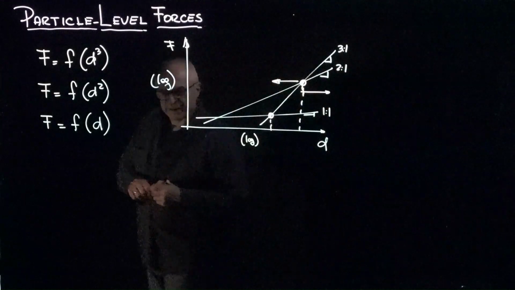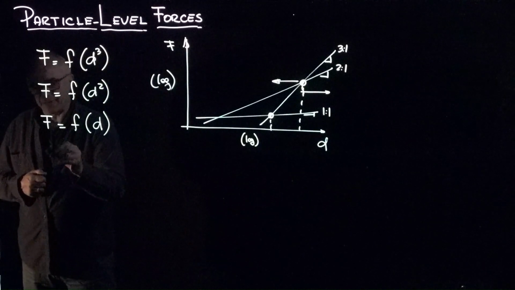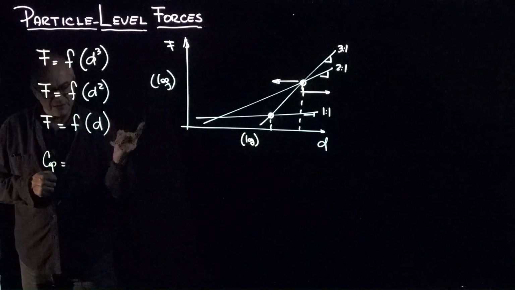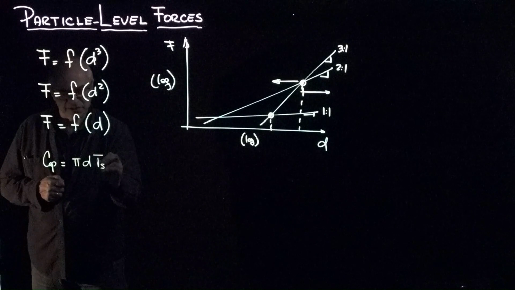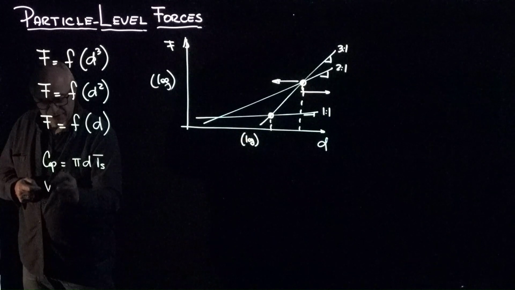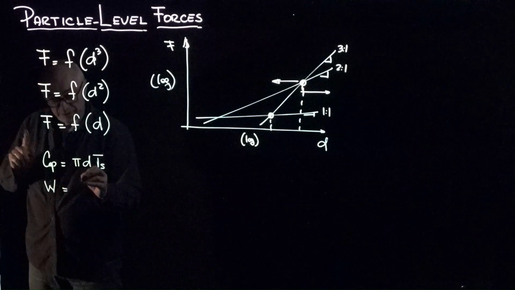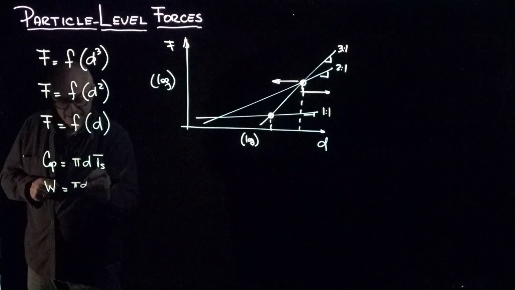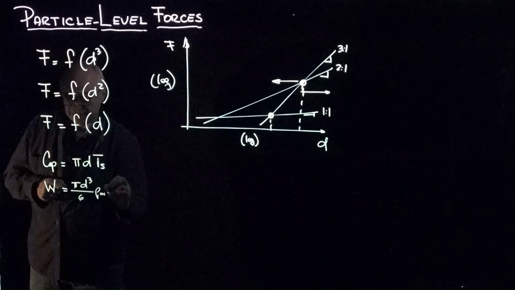Let's try to identify some of the transitions. For example, we can consider the capillary force, and the capillary force, remember, is the surface tension acting around the perimeter, which turns out to be pi d surface tension. And to cancel things out a little bit better, let's consider the weight of the particle, of a spherical particle, which is 4/3 pi r cubed, the volume, and then to convert to diameter, this becomes pi d cubed over 6 rho mineral times gravity.